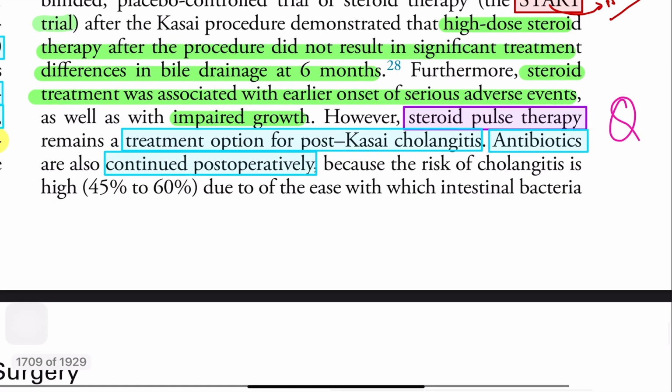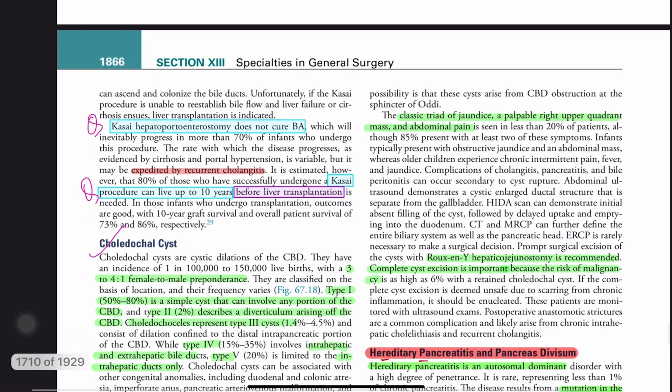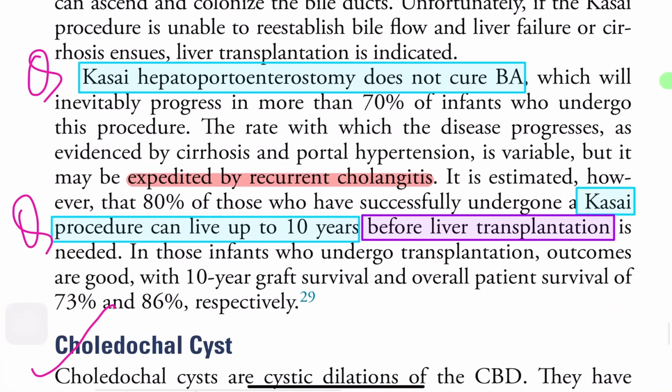Steroid pulse therapy is a treatment option for post Kasai cholangitis. You can also add antibiotics postoperatively. Kasai hepaticoportoenterostomy does not cure biliary atresia. This procedure can last up to 10 years. After that, you may need to do liver transplantation.